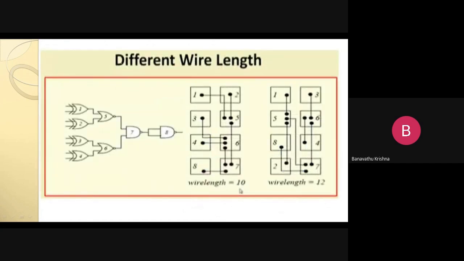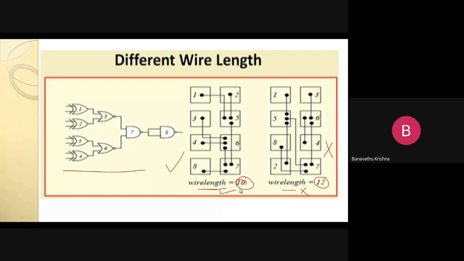Here we come to different wiring lengths. This is our circuit diagram, and it is represented in two ways. There are 8 modules, represented in this way, with different connections. Here the wire length is 10 tracks, and here it is 12 connections, so the system performance is reduced here. Here the system performance increases because there are very few tracks, or very short wire length. When the wire length increases, the system performance automatically decreases.